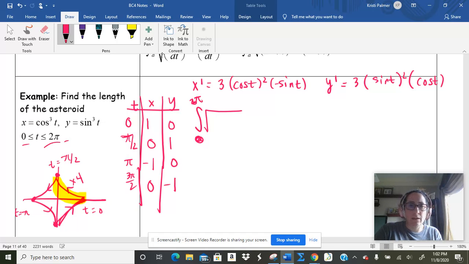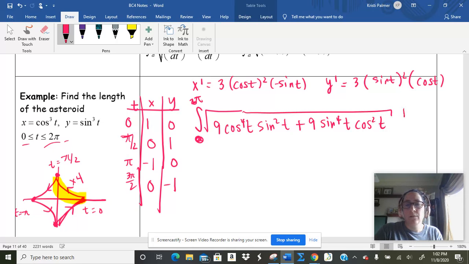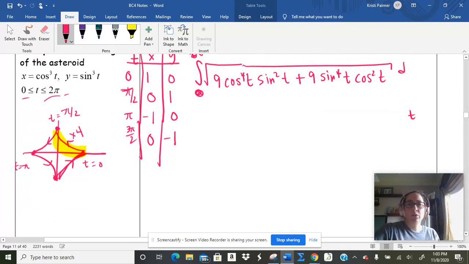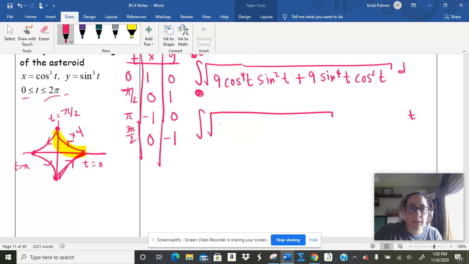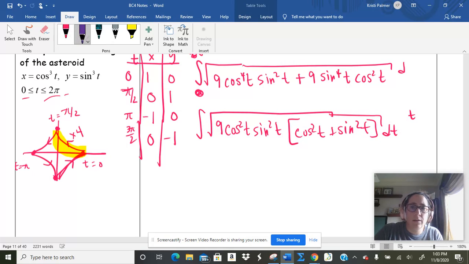So I'm going to square all of that. And I'm going to square all of that. So now I'm going to go ahead and factor some stuff out, and let's see what happens. I can take out a 9, a cosine squared, and a sine squared. And I'm left here with cosine squared t plus sine squared t. And how great is that? Because that is just 1.